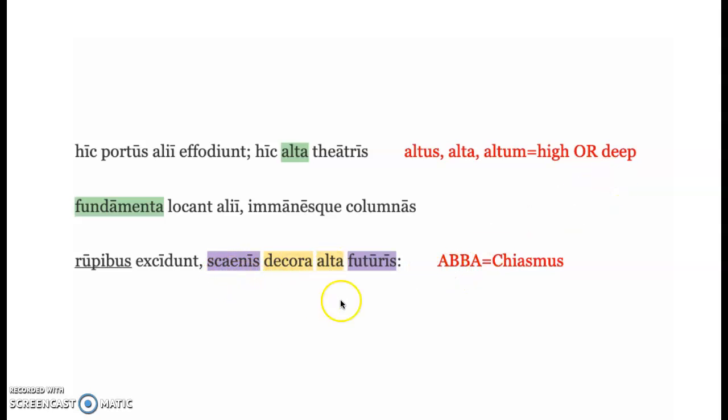And then finally, down here, we have a clear example of chiasmus, A-B-B-A. Scaenis goes with futuris, and decora goes with alta. It's sandwiched in there, A-B-B-A, chiasmus.